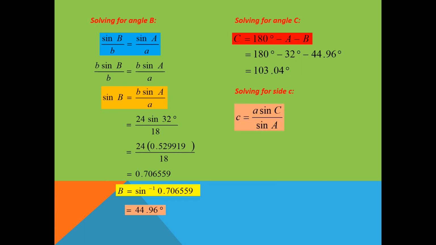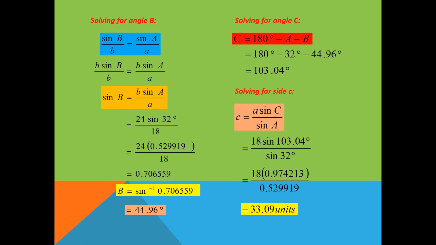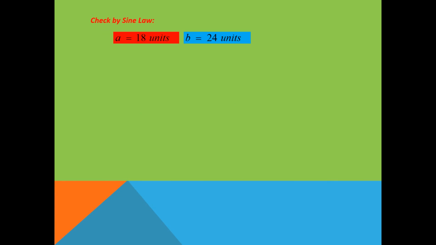Solving for side C by sine law, C is equal to A multiplied by sine C over sine A. Substitute the values of side A, angle C, and angle A. C is equal to 18 sine 103.04 degrees over sine 32 degrees. It is equal to 18 multiplied by 0.974213 over 0.529919, or simply 33.09 units.